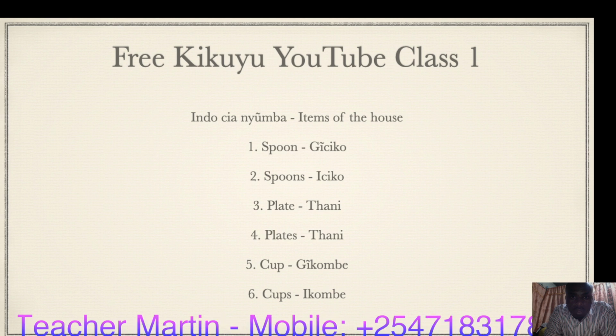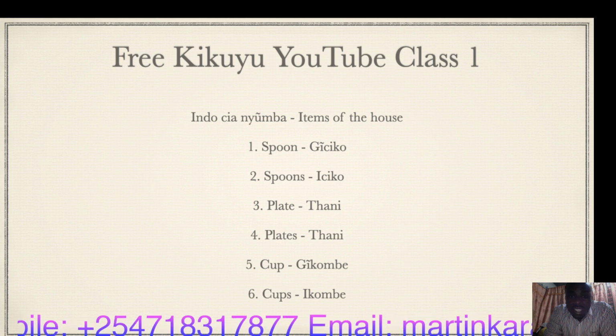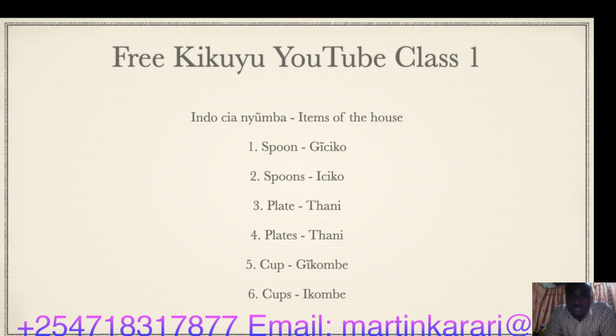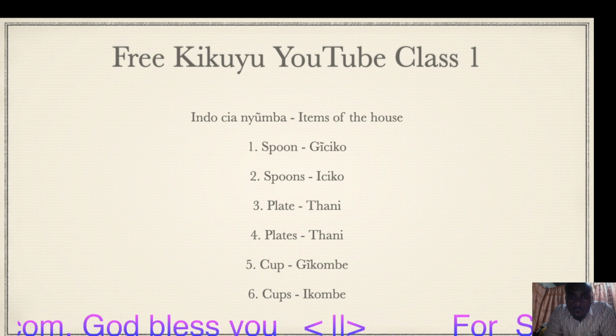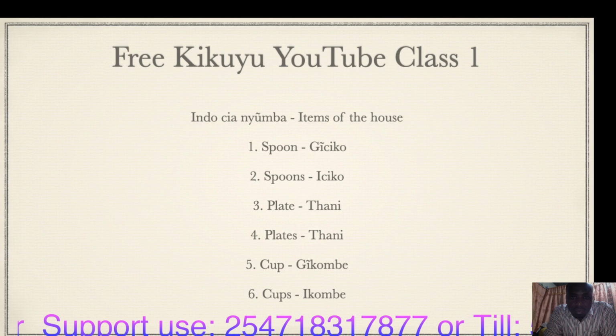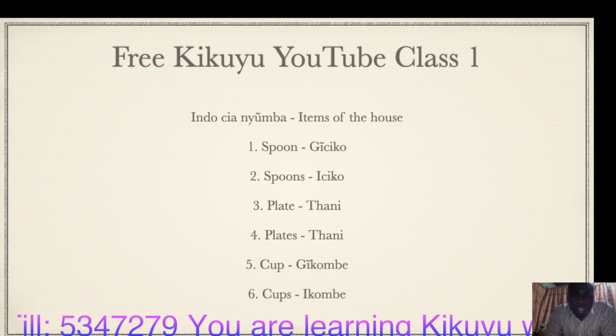So we start with the first item, which is spoon. Spoon in Kikuyu is geshiko. The plural is ishiko. Good. We go to the next one. Plate. Plate in Kikuyu is dhani. In plural, dhani doesn't change.